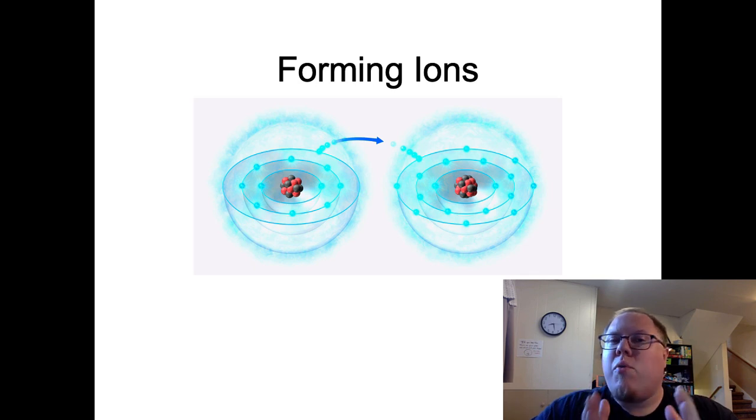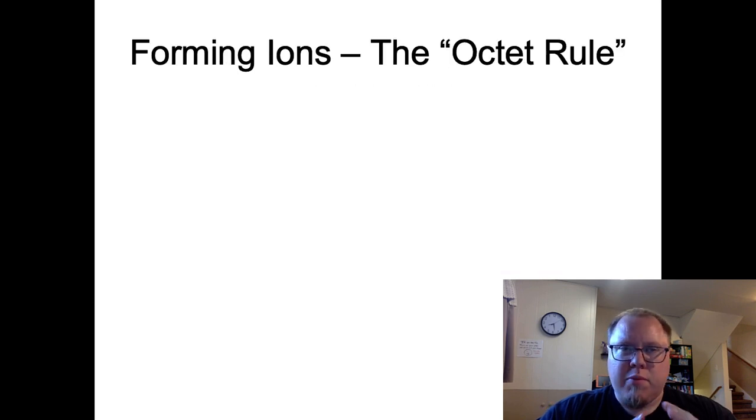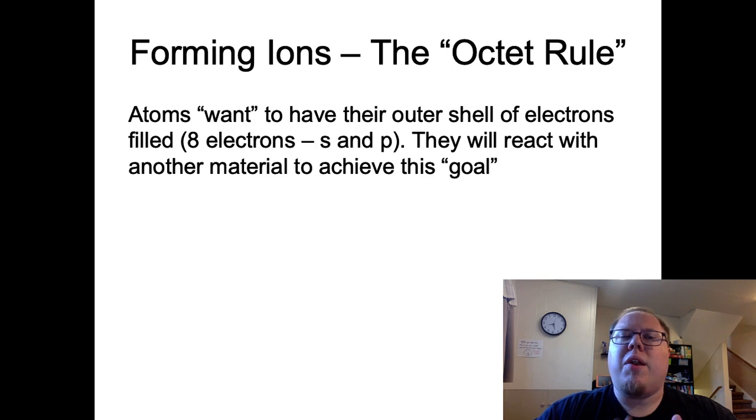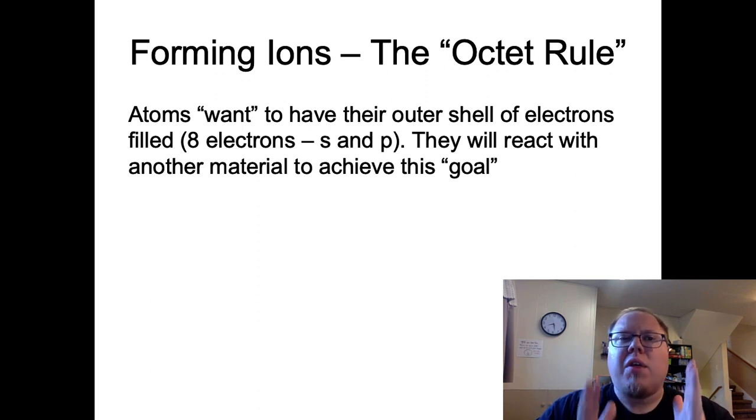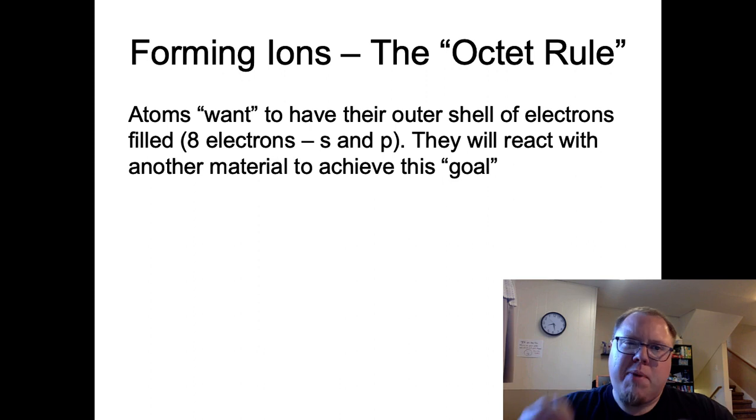So why would atoms do this? Why would they form an ion? Why would they form this charged particle? Well, the reason is sometimes referred to as the octet rule. Atoms don't really have desires, but they want to have their outer shells of electrons completely filled up with 8 electrons, both the s and all 3 of the p's completely filled. So essentially they want to look like a noble gas.